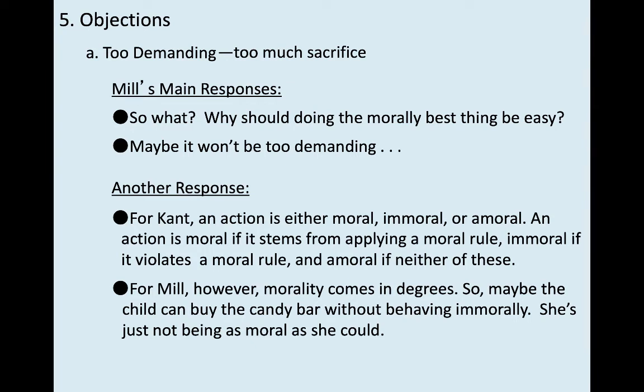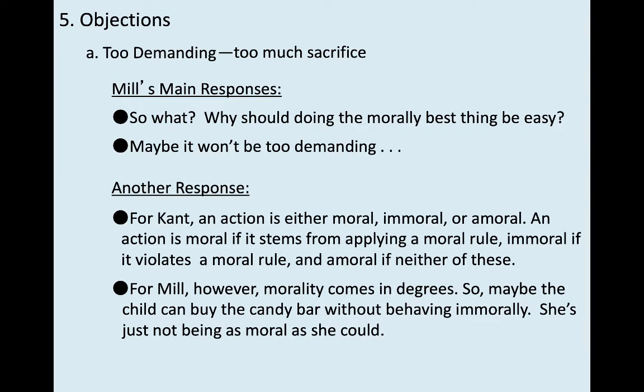For Kant, an action is either moral, amoral, or immoral. So an action is morally praiseworthy if the opposite of the rule you're following when you perform that action leads to a contradiction when universalized. An action is morally blameworthy if the rule you're following leads to a contradiction when universalized. And an action is immoral if neither the opposite of the rule you're following nor the rule you're following lead to a contradiction when universalized. So every action falls into one of these three groups.